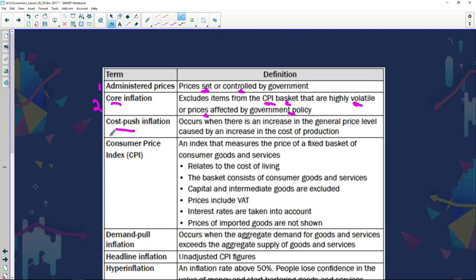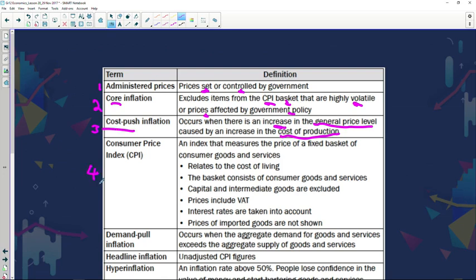Then cost push inflation will be number 3. It occurs when there is an increase in the general price levels caused by an increase in the cost of production. So when there's an increase in the cost of production, that will result in the increase of general price levels, and we call that cost push inflation.